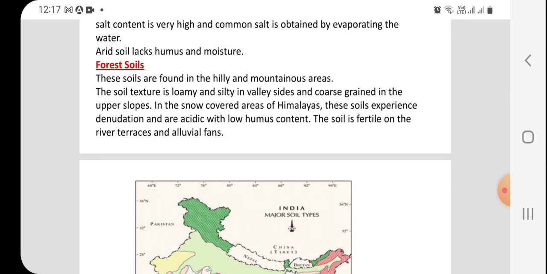Then forest soil. Forest soils are more common in hilly and mountainous regions. In the northern part of India, in the snow-covered areas of the Himalaya, these soils experience denudation and are acidic with a low humus content. The soil is fertile on river terraces and alluvial fans.